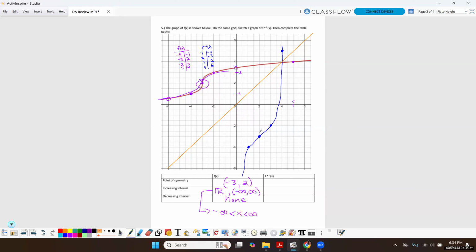For the blue graph, for the inverse, I've got a point of symmetry at 2, -3. And again, this graph is also always increasing. And you can use the same notation, but I'm just going to write all real numbers. From left to right, this graph is never going down. Now, don't be put off by the fact that it kind of looks like it's coming down on the left side. When we read a function, we read it from left to right. And when I trace left to right, it's always going up.